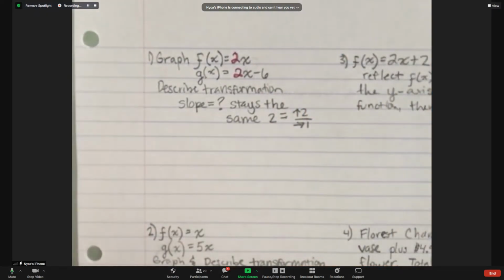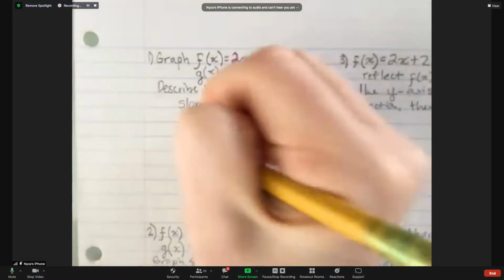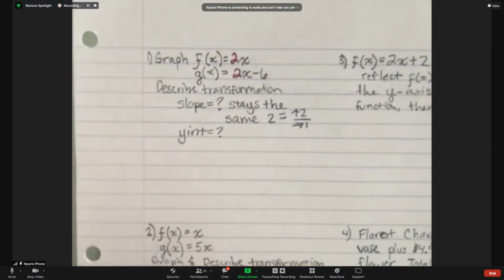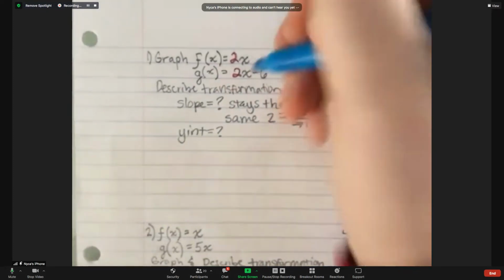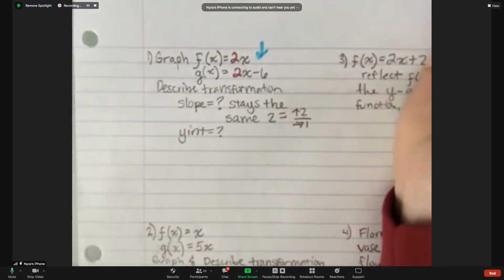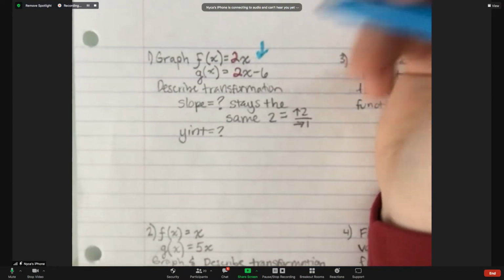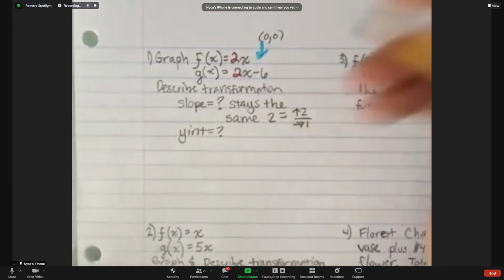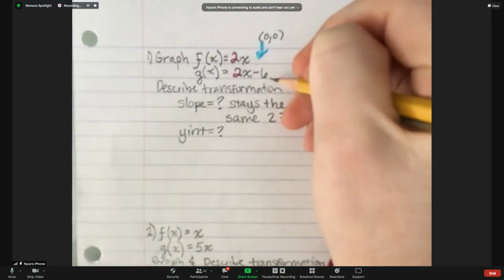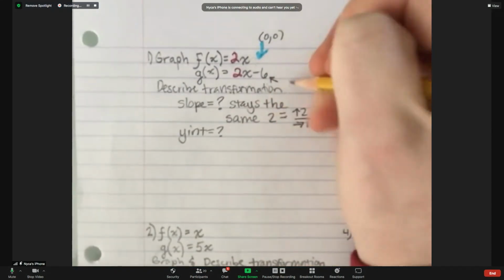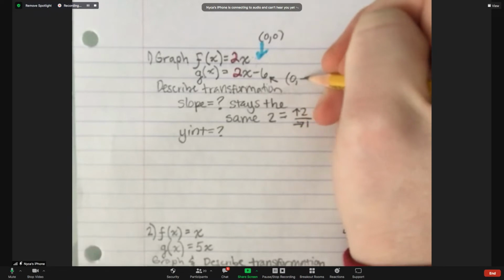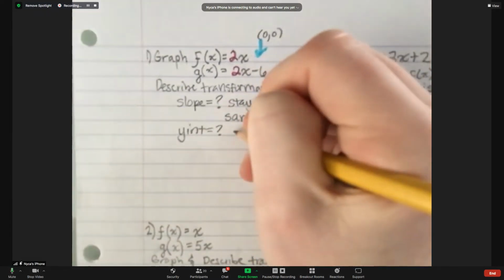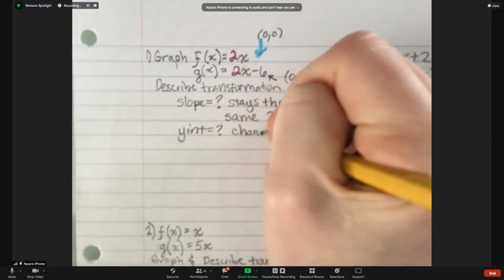Then I'm going to go look at my y-intercept. Okay. My y-intercept for this, if it's blank, that just means it got eliminated. So that means it's at the point 0, 0. And this guy here is at 0, -6. So my y-intercepts change.